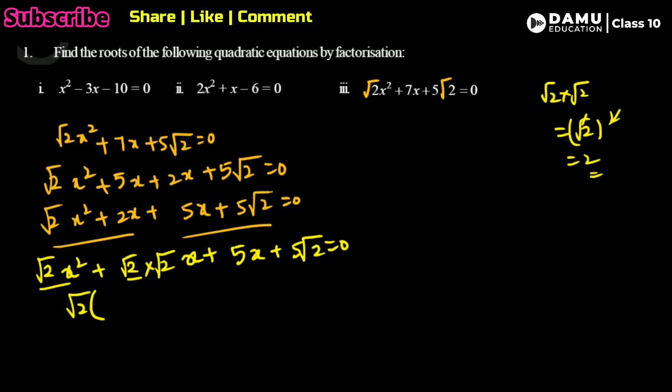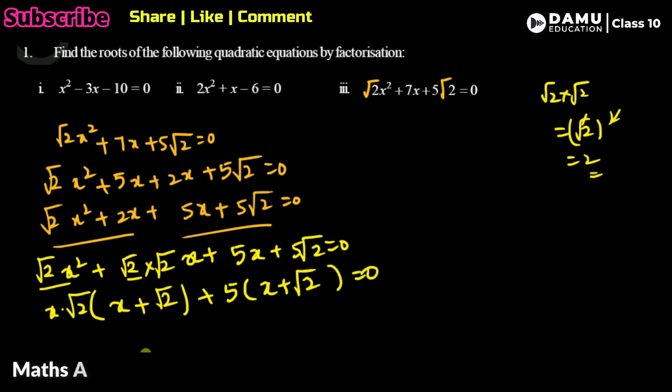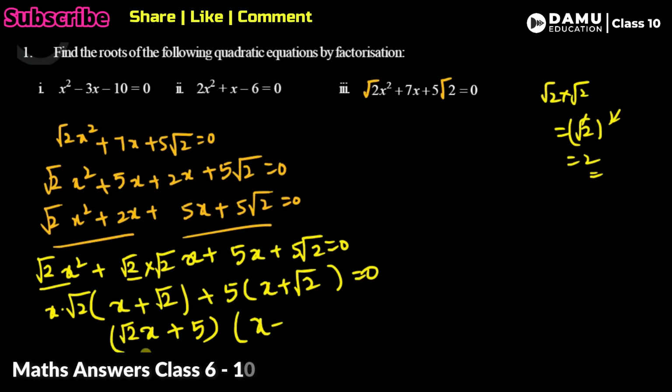Take common. So square root 2x, you can take common x also. So x into square root of 2, then x plus square root 2, plus 5 you can take common, x plus root 2, square root 2, that will be equal to 0. Then square root 2x plus 5 into x plus root 2. Can you write like this or not? Yes, we can write it. That will be equal to 0.